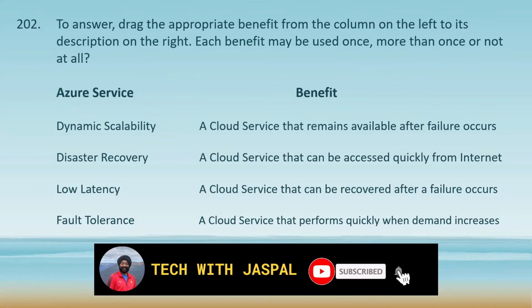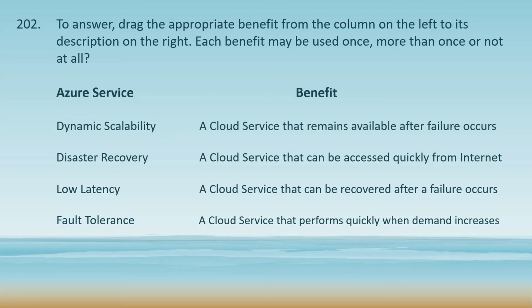Question number 202 of the series. To answer, drag the appropriate benefit from the column on the left to its description on the right. Each benefit may be used once, more than once, or not at all. Now, on the left-hand side, you have few Azure services. The services are dynamic scalability, disaster recovery, low latency, and fault tolerance. Whereas on right-hand side, you have some benefits mentioned, and they are not necessarily placed in front of the Azure service that is being mentioned. So you need to match the Azure service with the relevant benefit. Now, the four benefits that are mentioned are a cloud service that remains available after failure occurs, a cloud service that can be accessed quickly from internet, a cloud service that can be recovered after a failure occurs, a cloud service that performs quickly when demand increases.